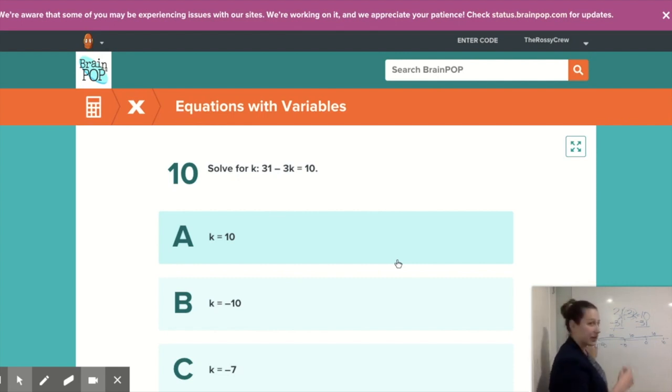So now we're going to rewrite. Negative 3k equals negative 21. And we're going to divide. Divide by negative 3 on this side, which leaves you with k, and negative 3 on this side. Negative divided by a negative is going to give us a positive. And the quick fact, 21 divided by 3 is going to give you 7. So k equals 7.